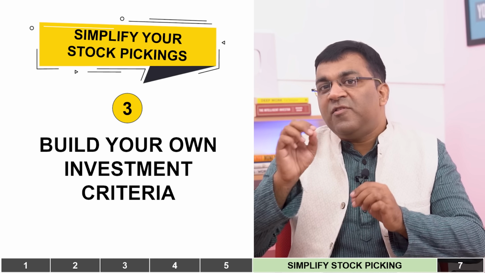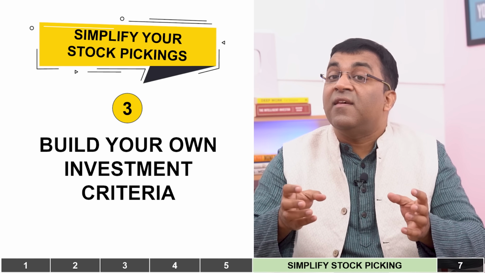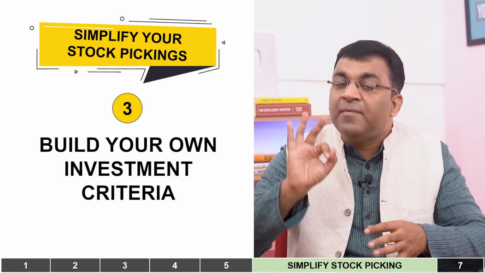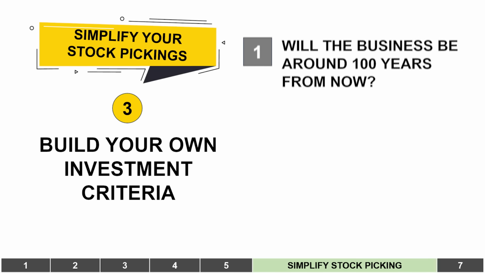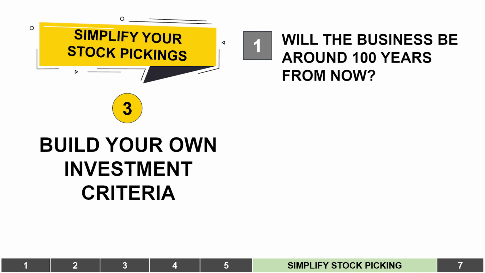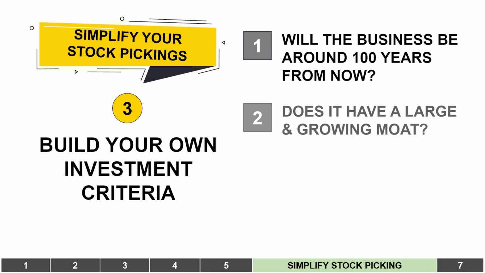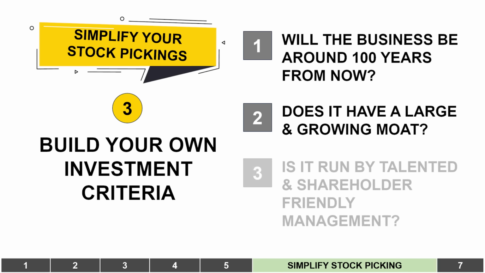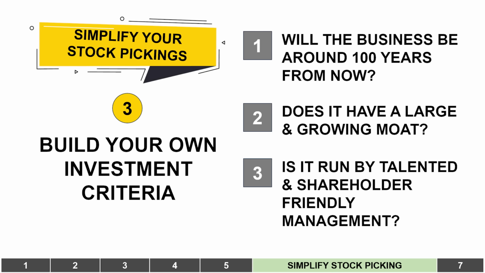For example, I know this person in the family who starts his selection process using a simple 3-step criteria. Question number 1, will the business be around 100 years from now? Number 2, does the company have a large and growing economic moat? And the third part of the puzzle is, does this company have a history of responsible and shareholder-friendly management?